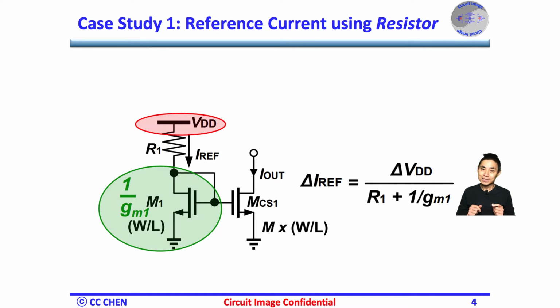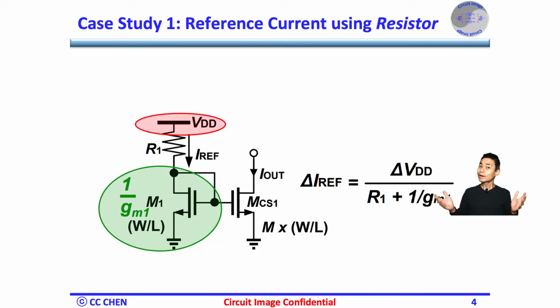If the supply VDD is increased by 10 mV, then the current will be increased by 10 mV divided by the resistor R1 in series with the transistor impedance 1/gm1. On the other hand, if the supply VDD is decreased by 10 mV, then the current will be decreased by 10 mV divided by the resistor R1 in series with the transistor impedance 1/gm1.